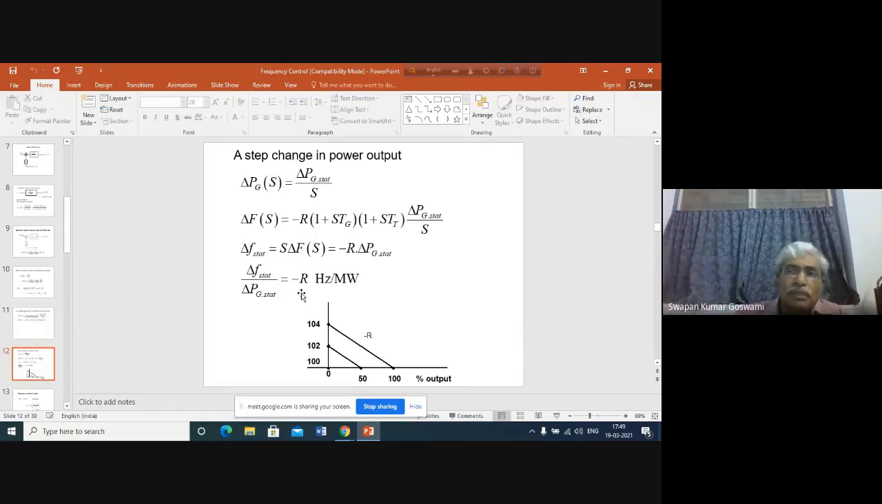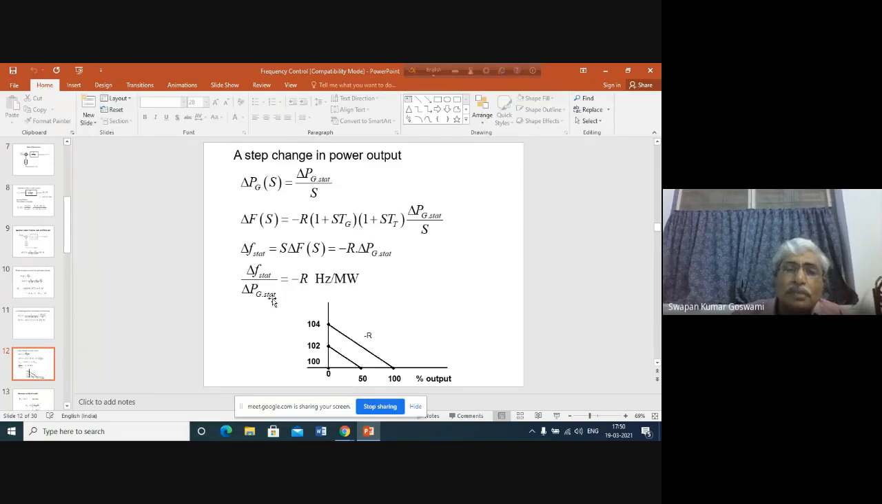That will be represented by R, because this ratio is equal to minus R. Why minus R? Because when del PG is positive, the change in frequency will be negative. That means frequency will decrease following an increase in output, and frequency will increase following a reduction in output. That's why it is a minus sign. So basically this is following a straight line, drooping in nature.